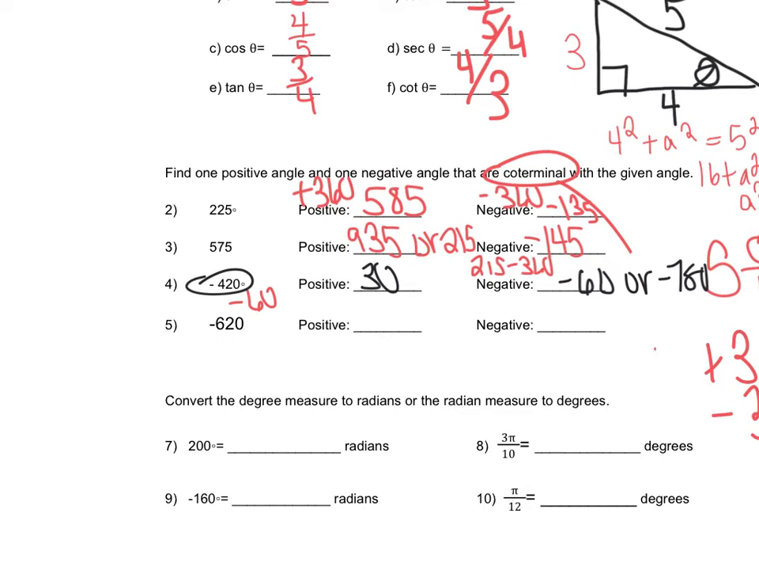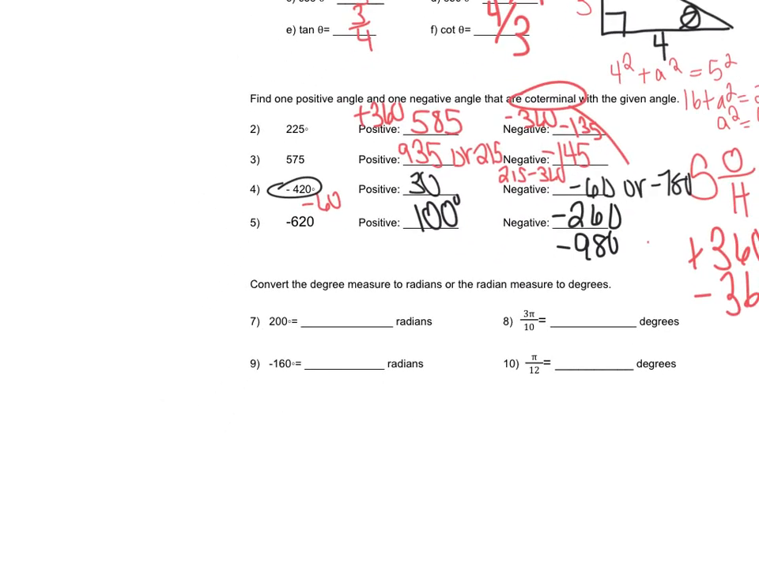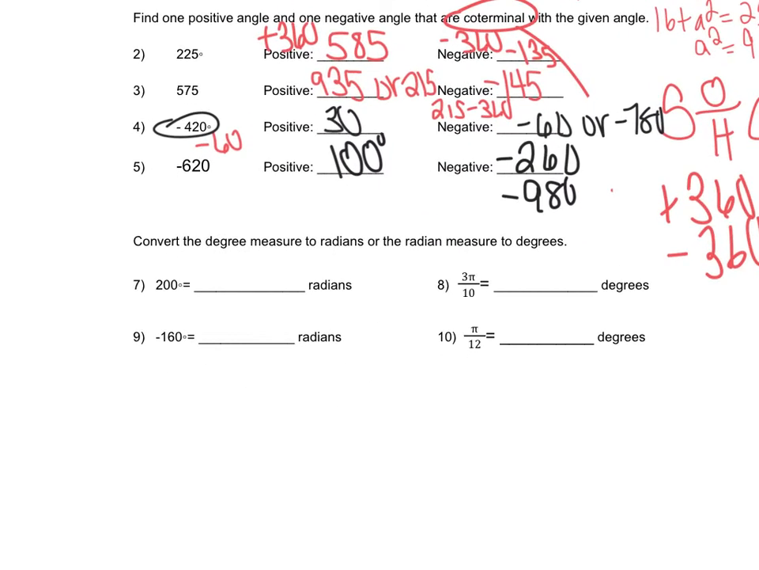So if you had negative 620 and you added 360, you're still at negative 260 degrees. That's still a coterminal angle, but it's still negative. So then I would need to add 360 degrees again to go around the circle one more time, and we'd be at 100 to get to a positive coterminal angle. If we had happened to subtract 360 in the very beginning, negative 620 minus 360 is going to get you negative 980.